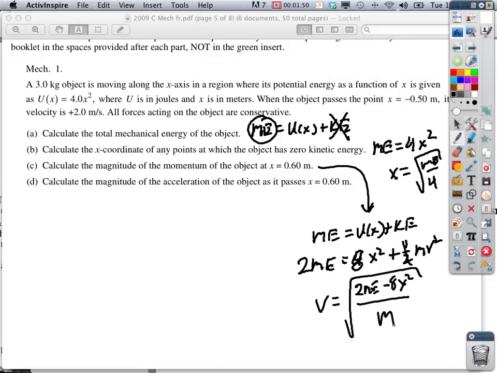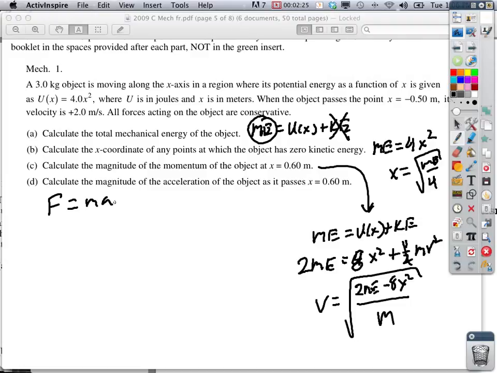Then for D, calculate the magnitude of acceleration. So for this one, acceleration we know is related to force, right? F equals ma. So if I have no idea what to do, I look at my formula sheet, and what do I discover? True, that's there. And also v squared equals v0 squared plus 2a times x minus x initial.